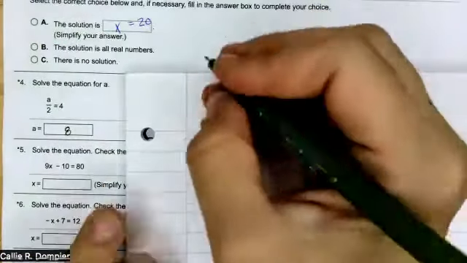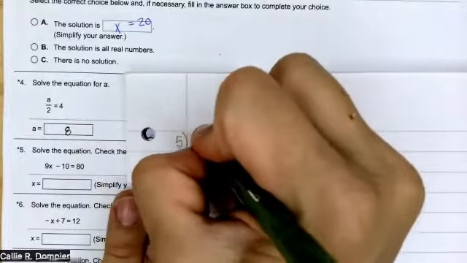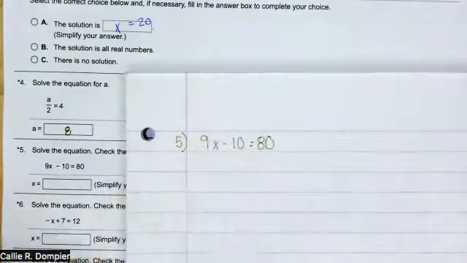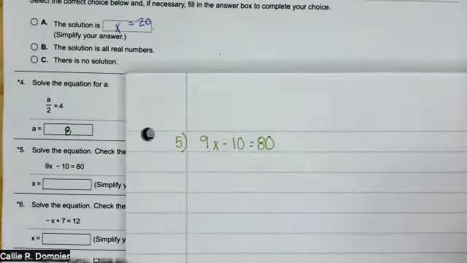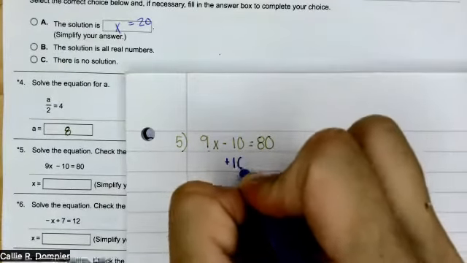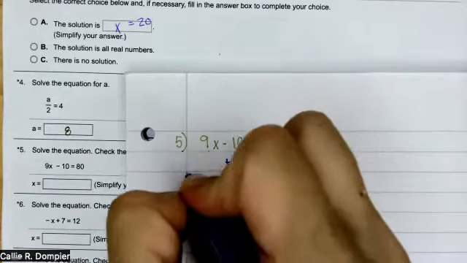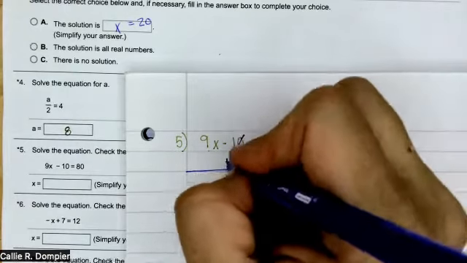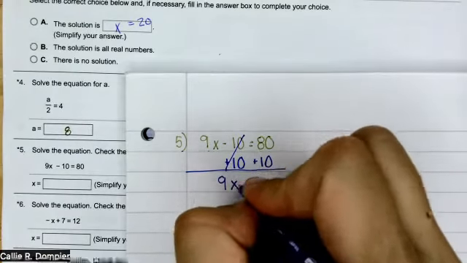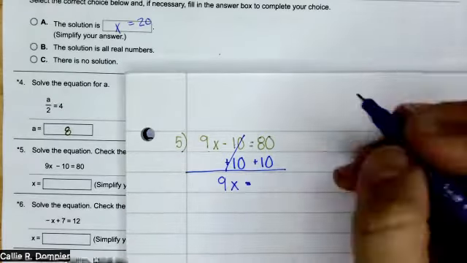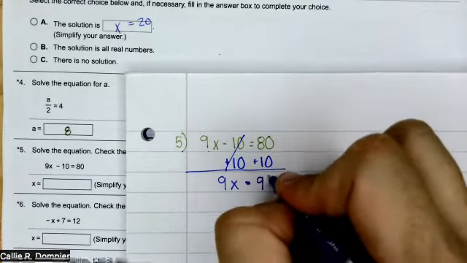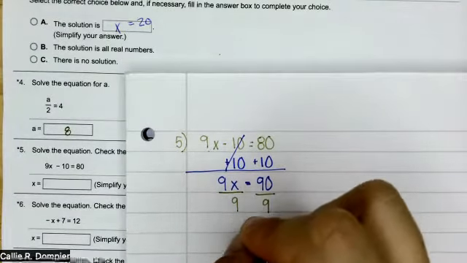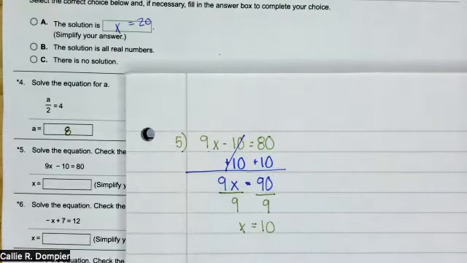All right, here's a 2-step. 9x minus 10 equals 80. So we're going to both add and divide, right? You always want to do your addition or subtraction before your multiplication and division when you're solving. It's the opposite of order of operations, which didn't go over that great on the last exam. So you're doing the opposite of order of operations. 80 plus 10 is 90. Now you're going to divide by 9. Divide by 9, x is 10. Good?